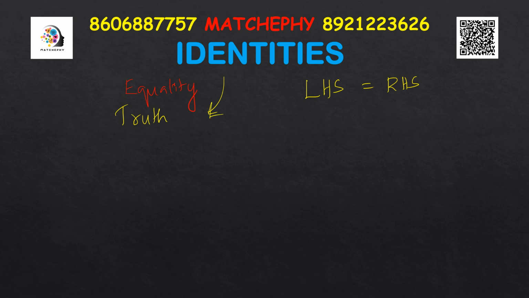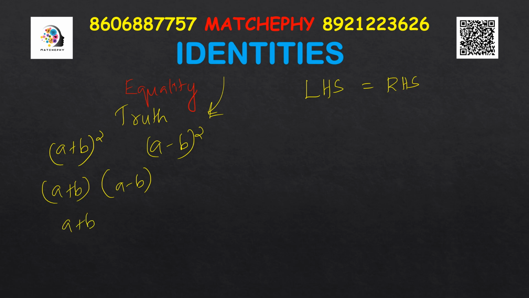Okay, so for example, the basic identities we study are a plus b the whole square. Next is obviously a minus b the whole square. Next is a plus b into a minus b, right? And if we are going for three variables, what about a plus b plus c the whole square? And for higher powers, that is a plus b the whole cube, a plus b the whole raised to 4, the list goes on. So these are called identities.